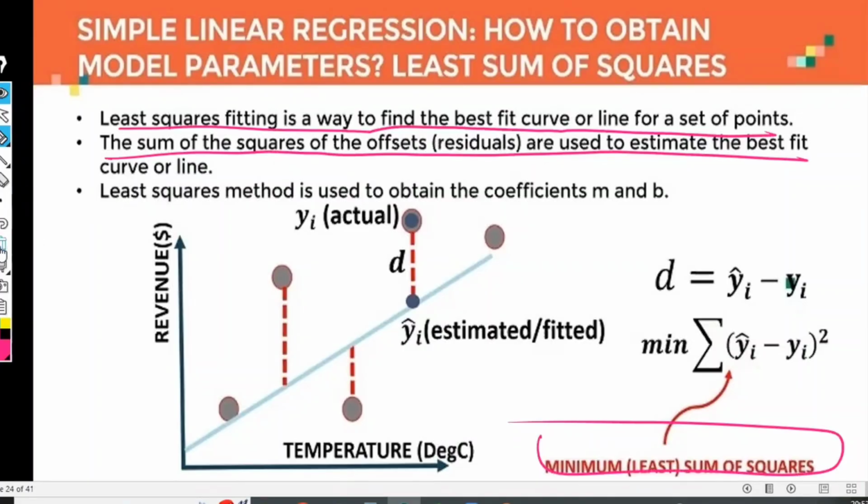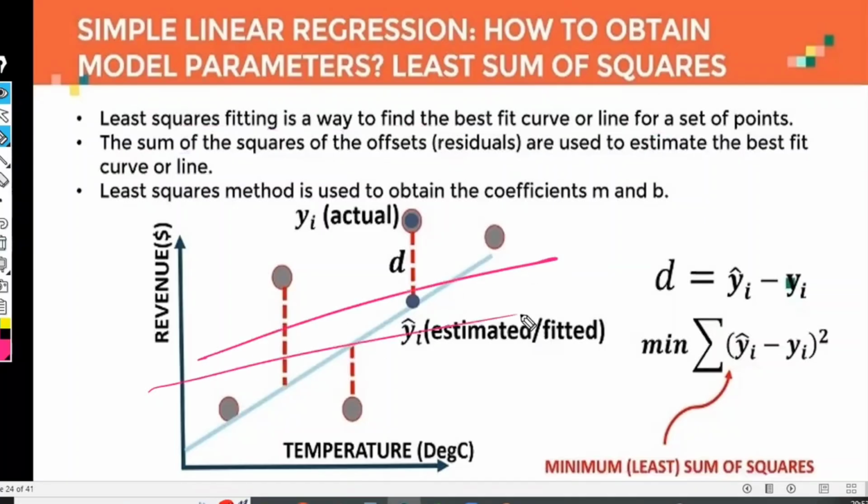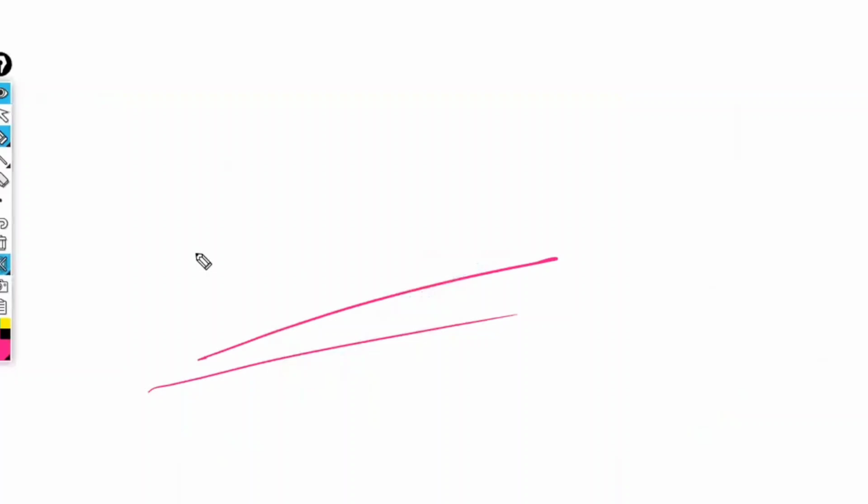Now, how to identify, sir? Infinite number of lines, we can't do manually, right? All the lines we can't do manually. Then what do we have to do? Now, we are going to get into the maths. Now, what do we want?